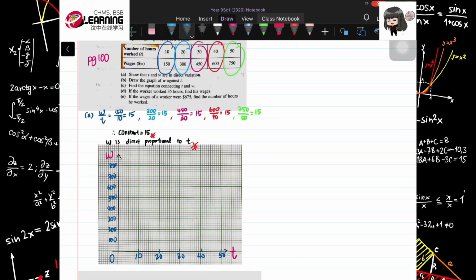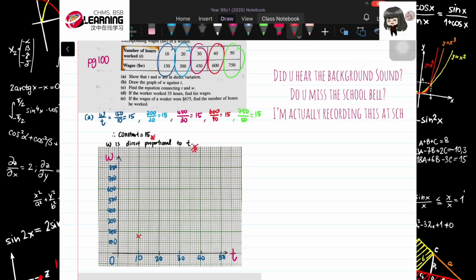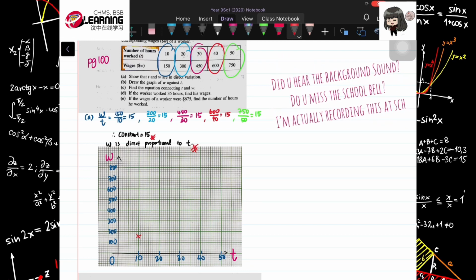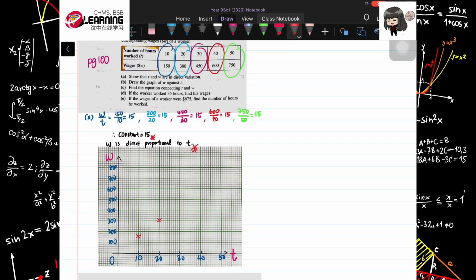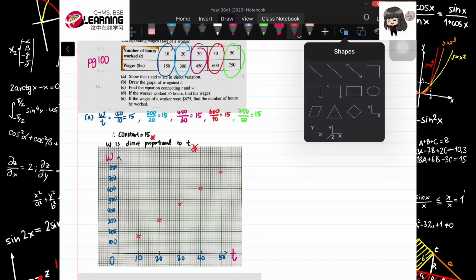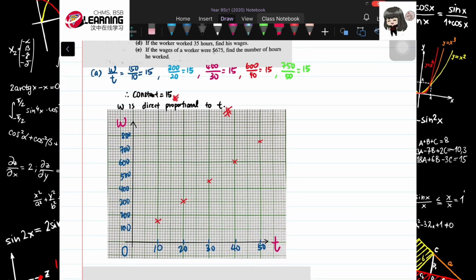Now let's plot. 10 hours is $150. 20 hours is 300. 30 is 450, 40 is 600, and 50 is 750. You can follow your own pace to draw this graph. You can pause the video and draw your graph first, then continue again, looking at the graph and comparing with my graph. After you plot all this, you draw a straight line.